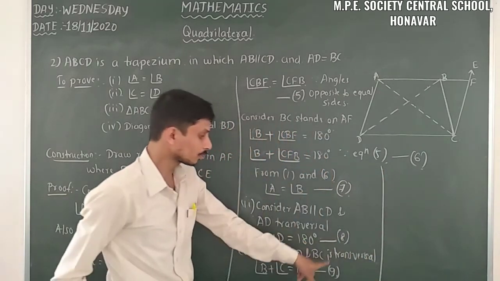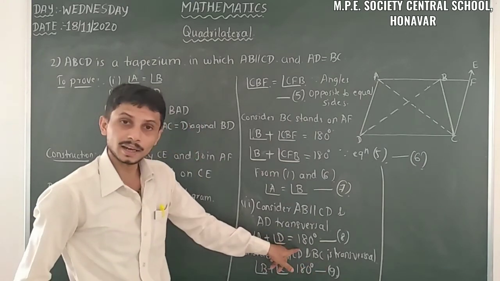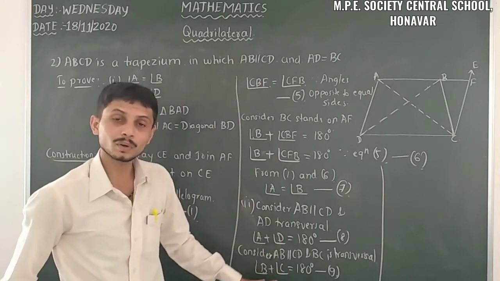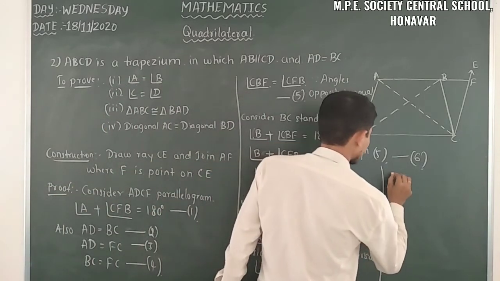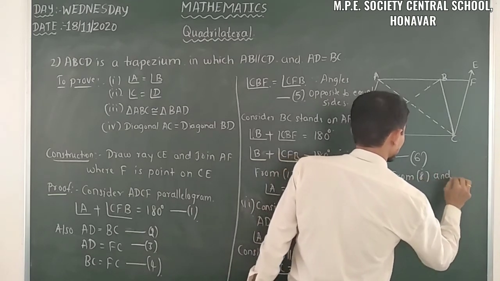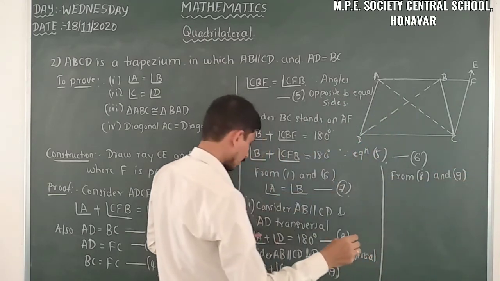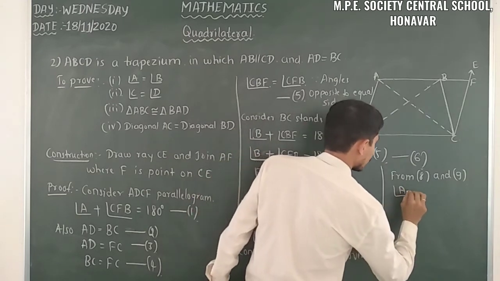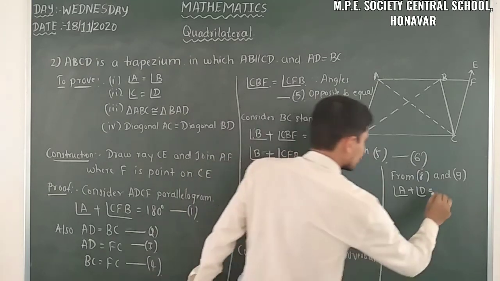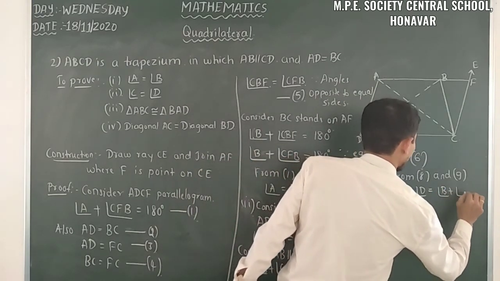So from equations 8 and 9, the RHS is the same for both, 180 degrees. So that's why we can equate the LHS. From 8 and 9, we have angle A plus angle D is equal to angle B plus angle C.